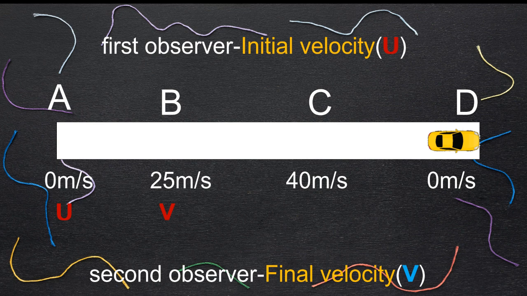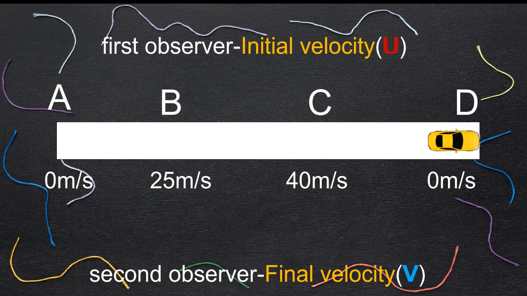However, if our first observer is at B and our second observer is at C, our initial velocity will be 25 meters per second and final velocity will be 40 meters per second. As you can see, the most important thing is the references of our initial and final, not the value.